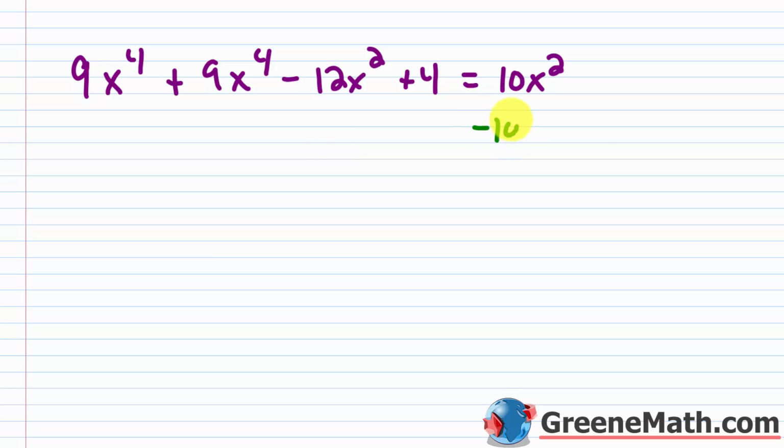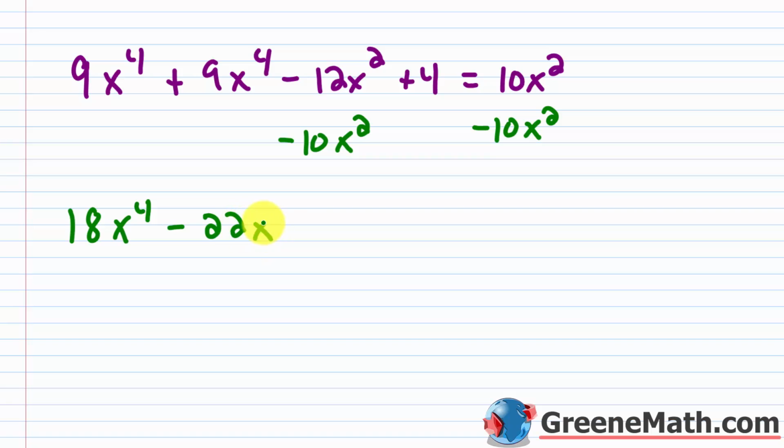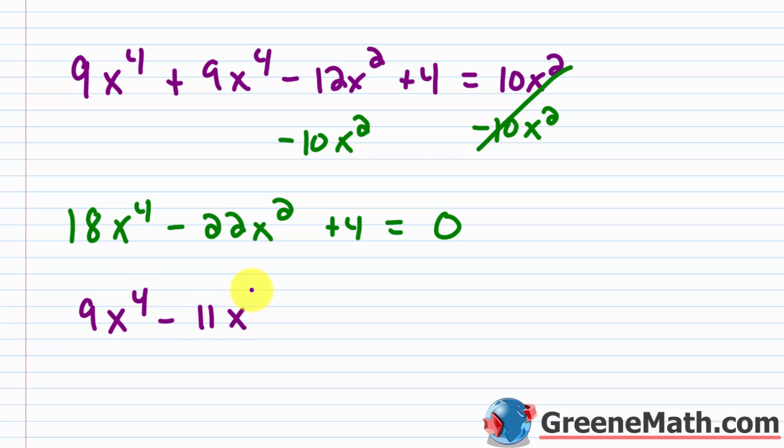I'm going to subtract 10x squared away from each side of the equation. And I'm going to say that 9x to the 4th power plus 9x to the 4th power is 18x to the 4th power. Negative 12x squared minus 10x squared would be minus 22x squared. And then we have plus 4, and of course this cancels, so it's equal to 0. You can immediately see that, again, we can divide everything by 2. And so this would be 9x to the 4th power minus 11x squared plus 2 equals 0.